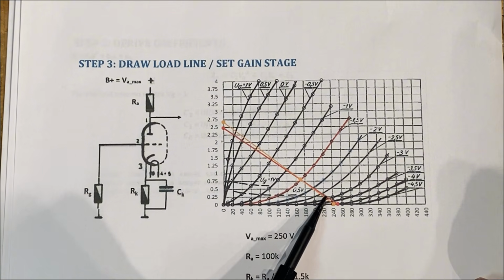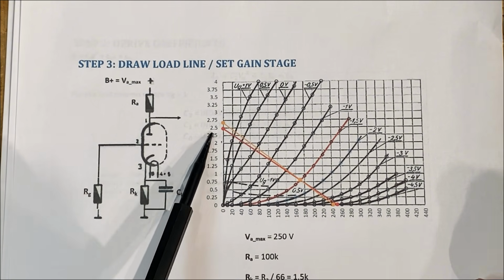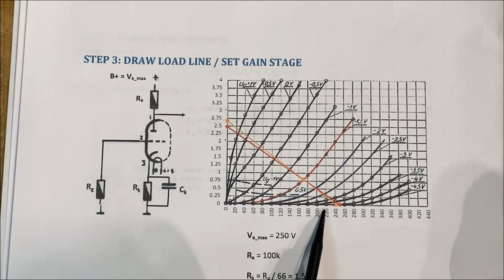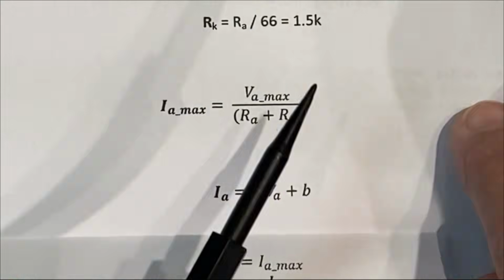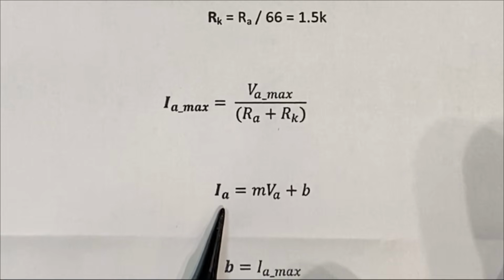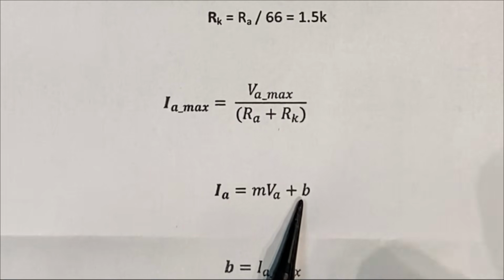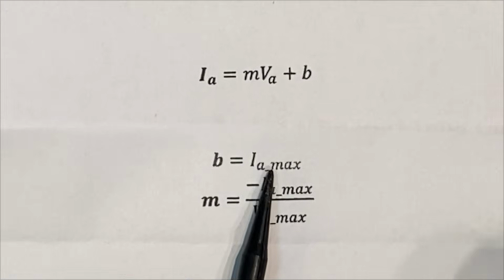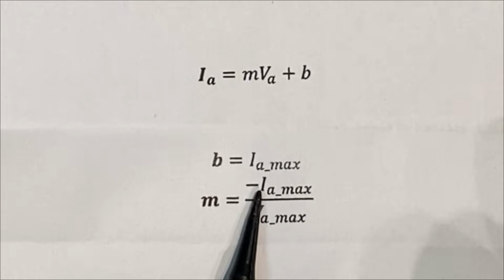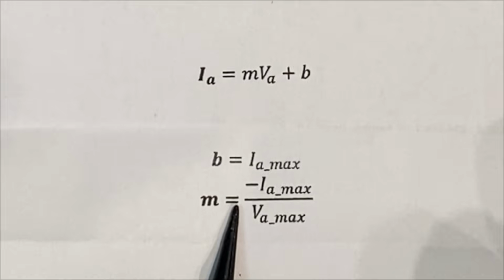It's just a straight line, so I need a slope and an intercept point, and I can calculate the current at any point for any voltage along that line. And I have that equation here where my current is equal to the slope times the voltage plus the intercept point. My intercept is just the maximum current. The slope is a negative maximum current divided by that maximum voltage.